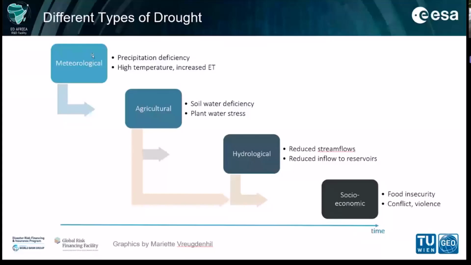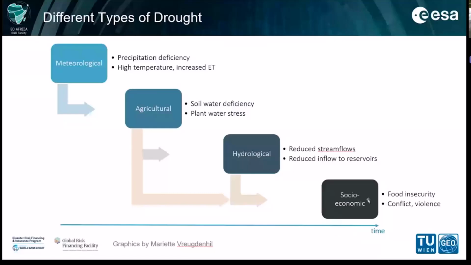So meteorological drought comes first, agricultural drought comes typically later. Hydrological droughts even take longer to take effect, so that means reduced stream flows in major rivers or smaller rivers. It could mean that reservoirs or small lakes are drying out. And last but not least, all these effects may finally start propagating, affecting our society.